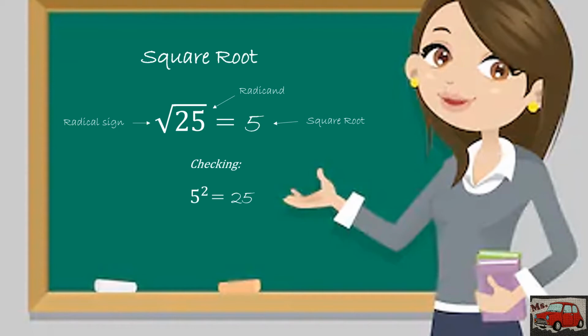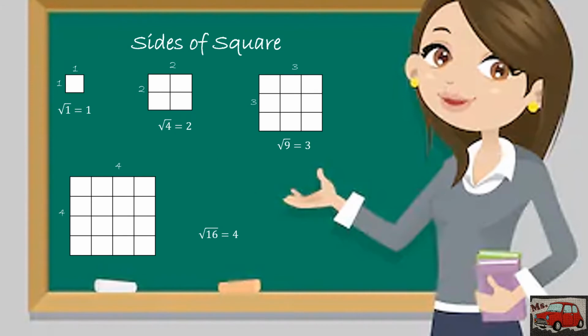Pag sinasabi nating square root, ano yung number na kapag in-square mo siya, the answer will be the radicand. So, in this case, the square root of 25 is 5 because 5, pag minultiply mo sa sarili niya or in-square mo, the answer is 25, which is yung radicand natin dyan sa example. Alright, so this time, we will talk about the sides of the square.